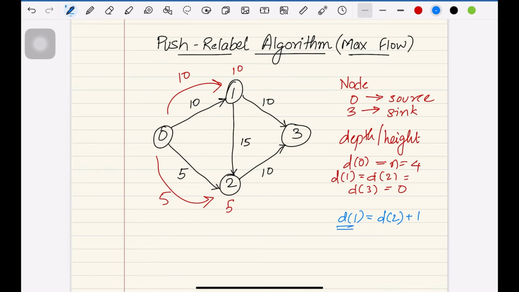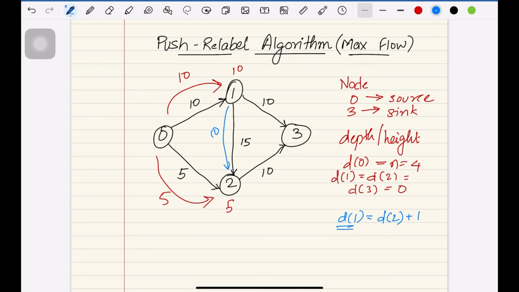So legally we can send it anyway, but we don't do it, because in that case there are high chances that it might get stuck in an infinite loop, right? So we need to have a condition of height or depth so that we can send it. So from 1 we are going to send 10 to 2. Okay, so we come here and we send 10, right?